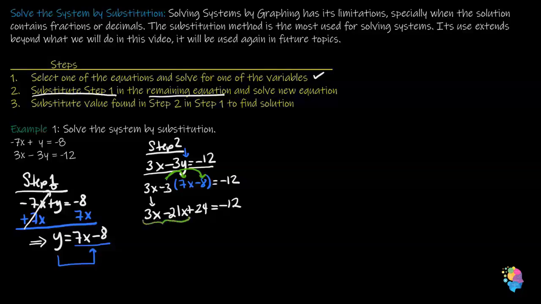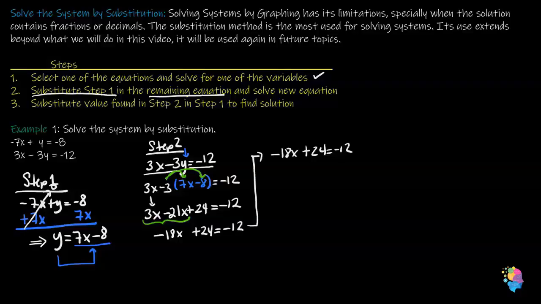3 minus 21. Different signs, we subtract and keep the sign of the largest, so that would be minus 18x. Bring down the 24, and then equals to the negative 12. All right, so we're ready to solve the equation then. I'm going to bring it up here just to give myself some more space. So I have negative 18x plus 24 is equal to negative 12.